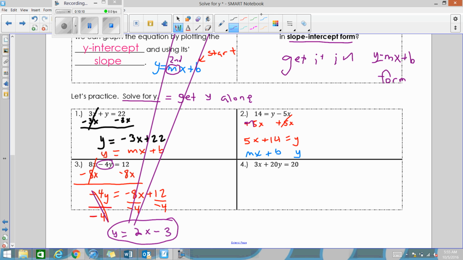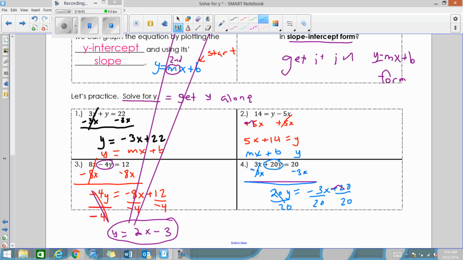All right. So here we go. Number 4. So again, we have 20y. We're going to start by subtracting 3x first. So subtract 3x. So you're going to get 20y equals negative 3x plus 20. All right. Then we divide by 20. Everything gets divided by 20.